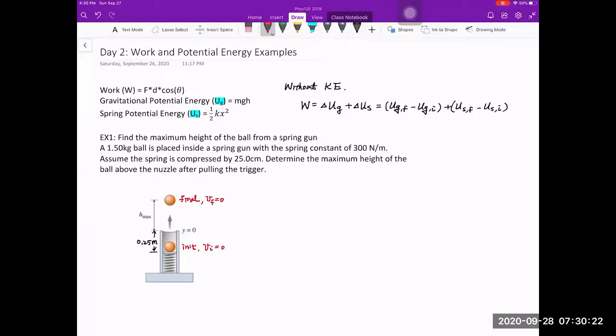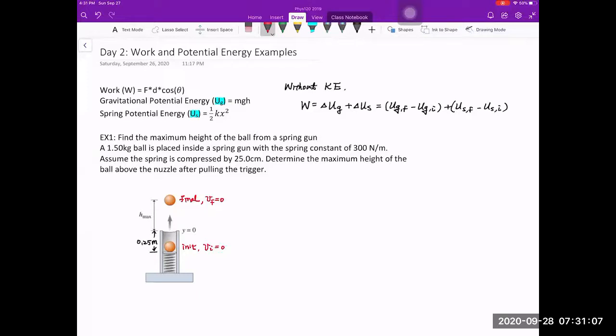The only thing we need to consider is the potential energy. However, in this system, the ball is affected by two things. It is affected by the gravity, and it is also affected by the spring force. The spring force only acts on the object for a certain distance, that is the 0.25 meter, just before you reach the tip of this gun. So how do we use this? We're not going to consider any friction force, any other kind of force, or air resistance in this case.